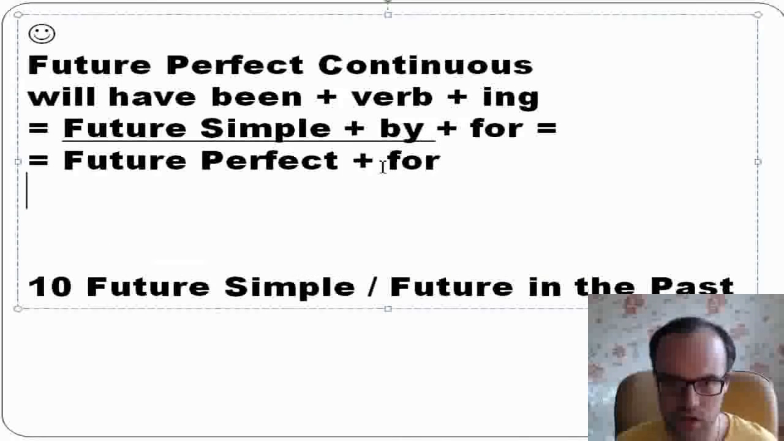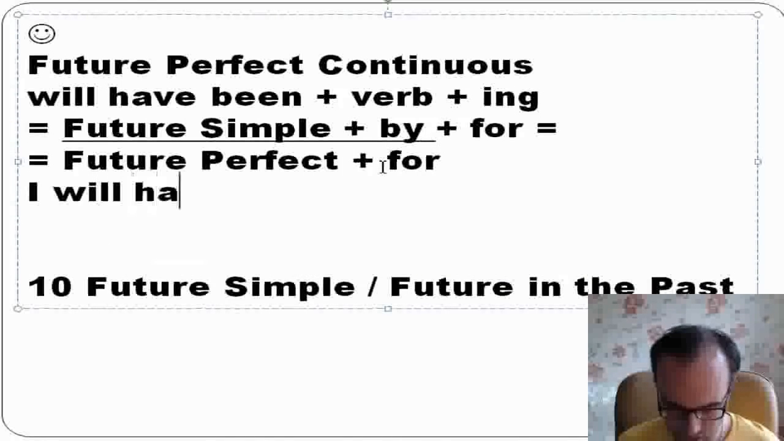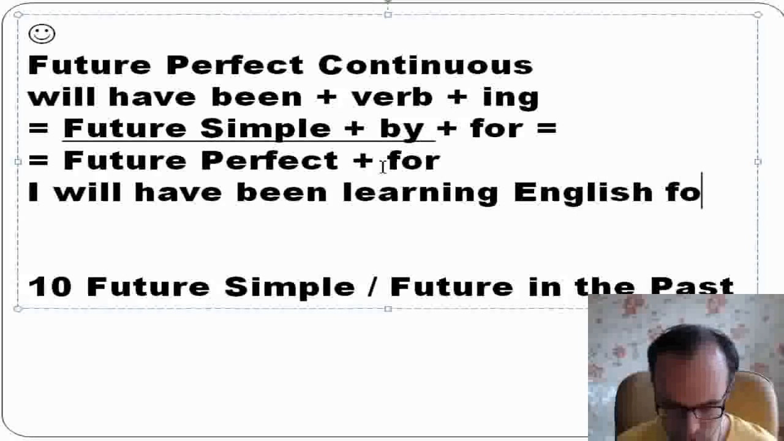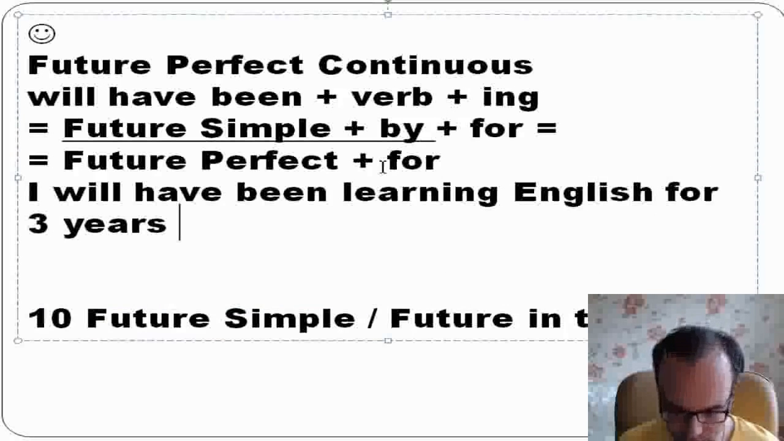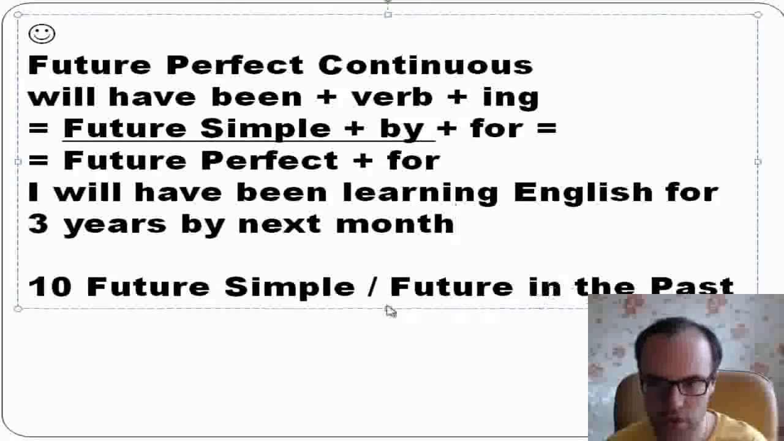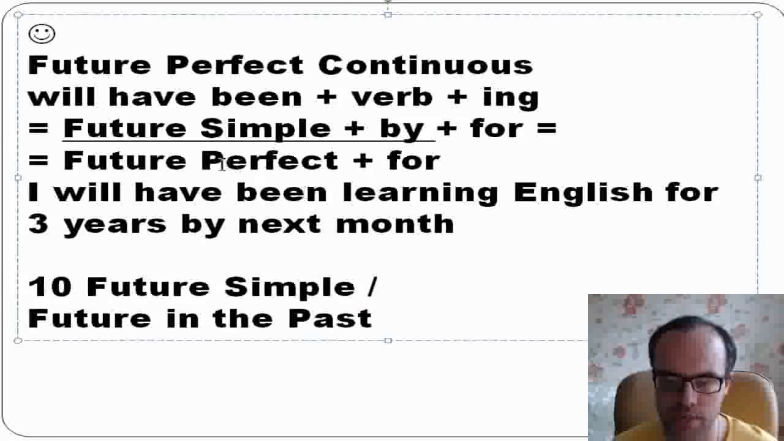So look, I will have been learning English for 3 years by next month. So why do we need future perfect continuous? Because of for and by. So I will have been learning English for 3 years by next month, or I will have been working here for 3 years by next month, and so on. You can make up your own sentences.